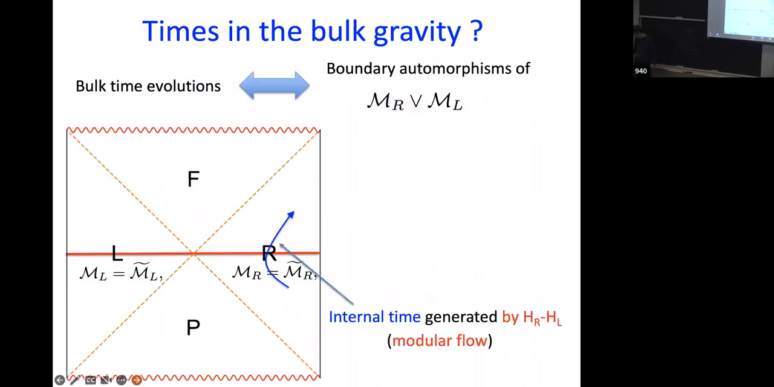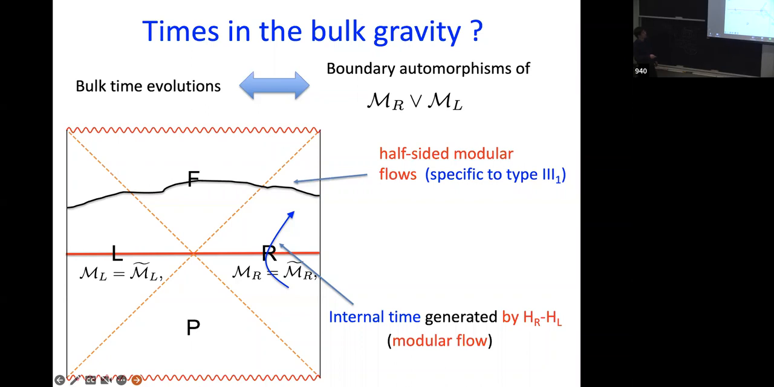So the claim is that the interior time, the standard spatial time in the right or left region, is just generated by the standard modular flow, the difference between the right Hamiltonian and the left Hamiltonian. So this is a standard time that gives rise to the spatial time. But then because of this emergent type III-1 structure in the large N limit, you have a new time coming from this half-sided modular structure. This structure is specific to type III-1. Okay. So that will generate your flow across the horizon.